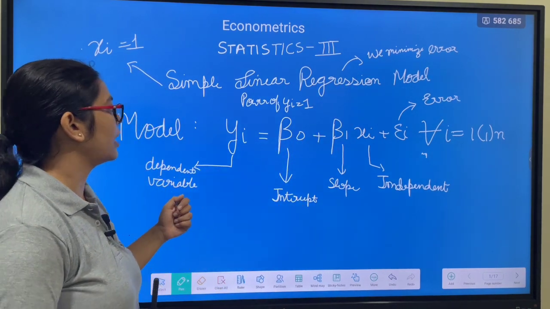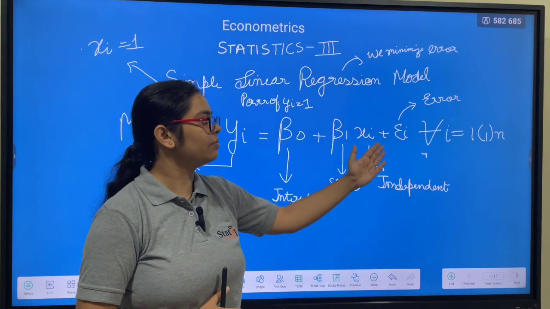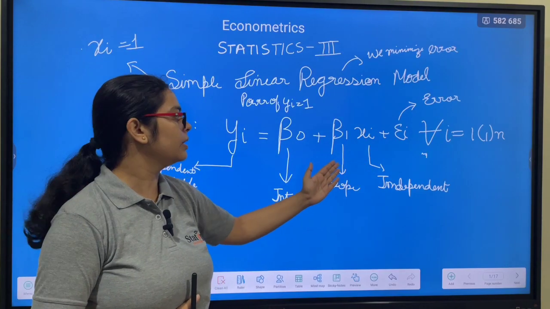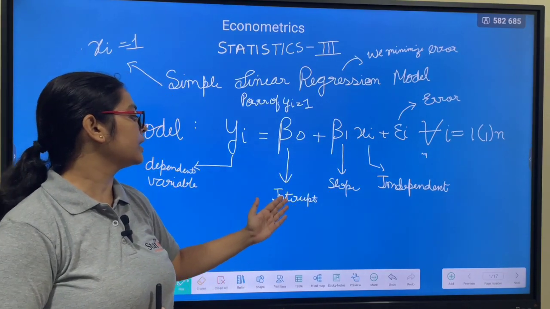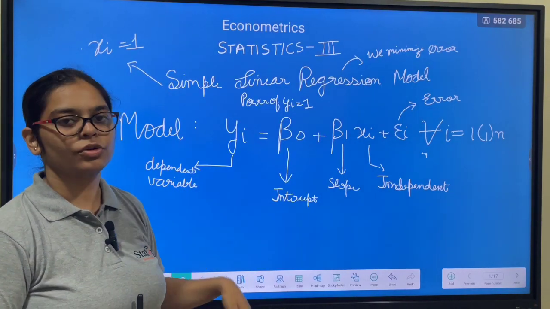And the model, as you can see, is given by yi equals beta naught plus beta 1 xi plus epsilon i, where epsilon i is error, xi is the independent variable, beta 1 is the slope, beta naught is the intercept, and yi is the dependent variable, for all i goes from 1 to n.